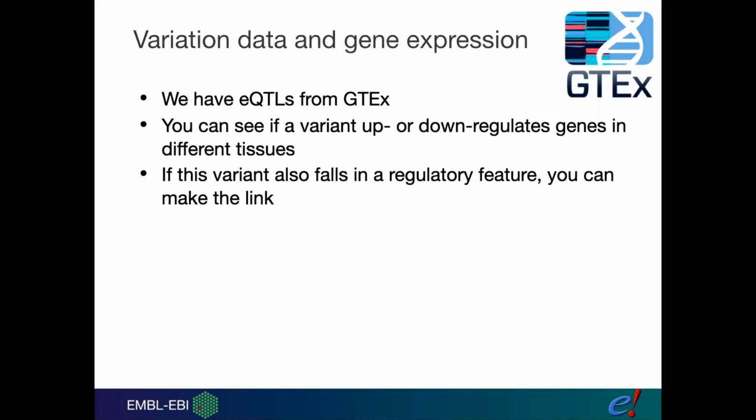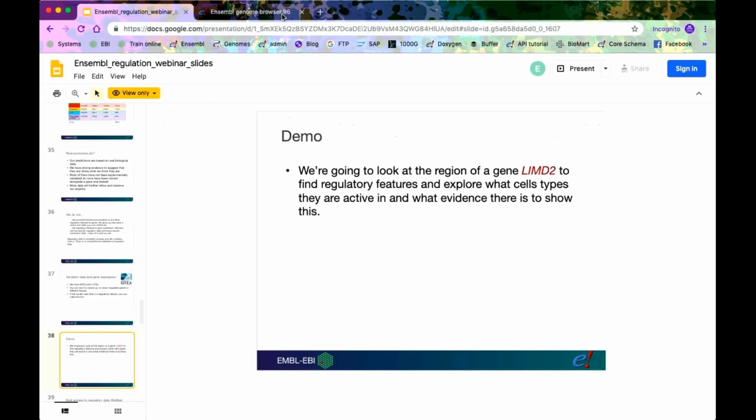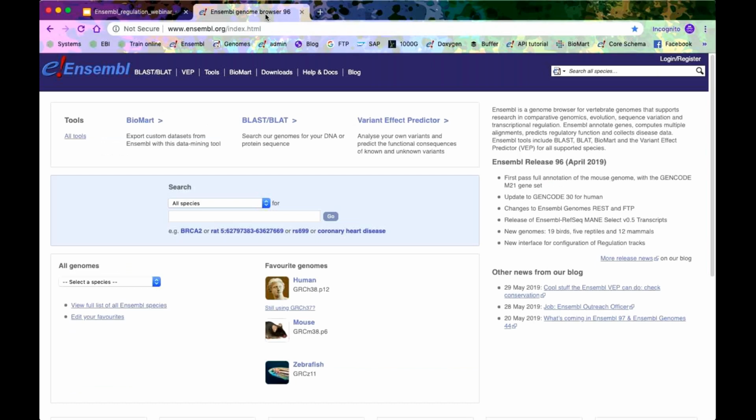So enough of just talking through slides. We're now going to have a look at a region in Ensembl. We're going to find regulatory features. We're going to see what cell types they're active in and what evidence there is to show this. So I'm going to go to the Ensembl genome browser. Is that showing? Yes, excellent.